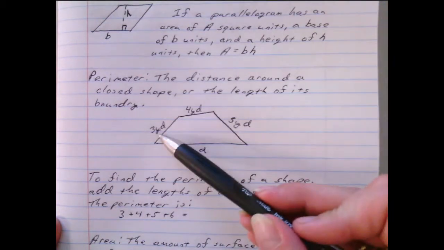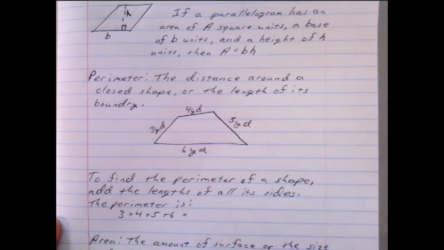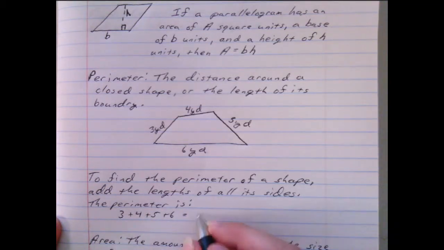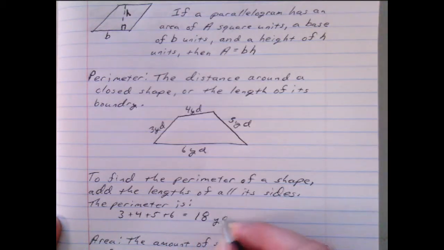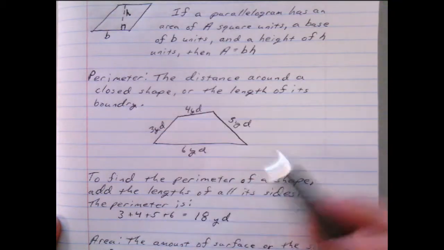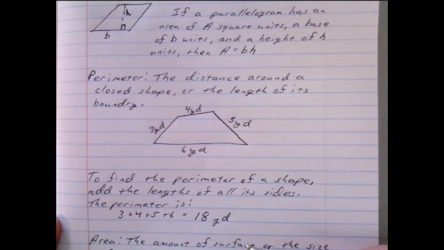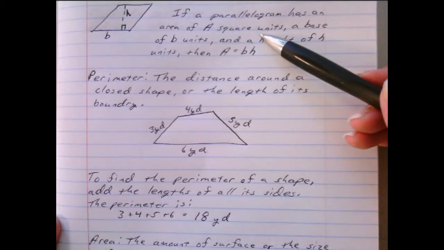So I just went around 3, 4, 5, and 6. And we end up with a total perimeter of 18. And then our label is yards. Now since this is perimeter, it's just length, so we're just using yards. When we go to area, that's when we go to our square units.